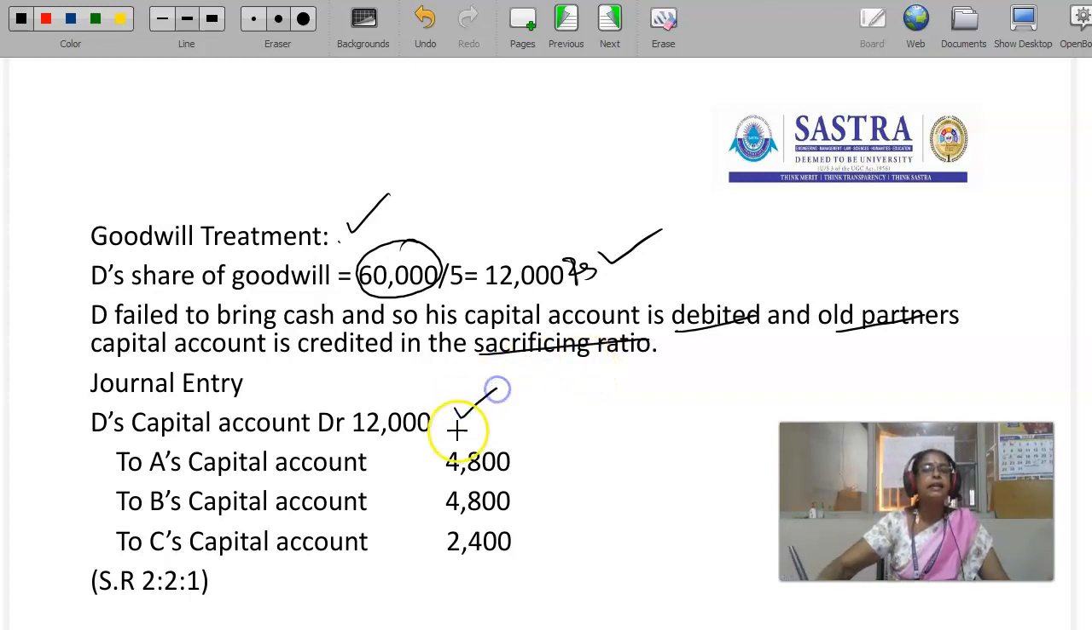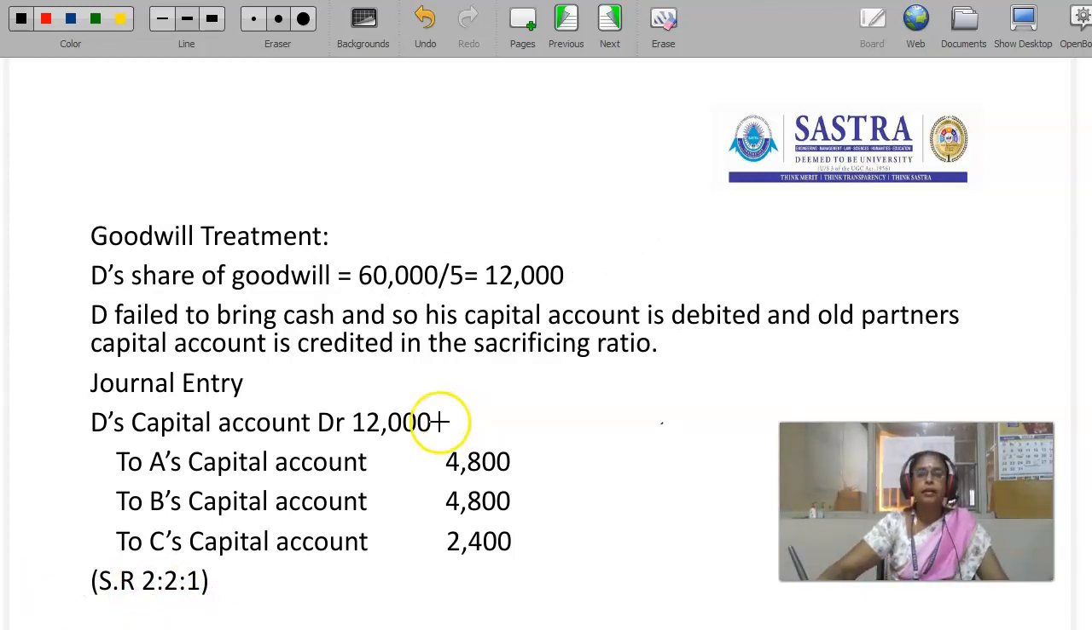The journal entry is D's capital account debit 12,000, to A's capital account 4,800, to B's capital account 4,800, to C's capital account 2,400. So the sacrificing ratio is 2:2:1. The goodwill amount which the new partner fails to bring should be debited and credited to the old partners in the sacrificing ratio.